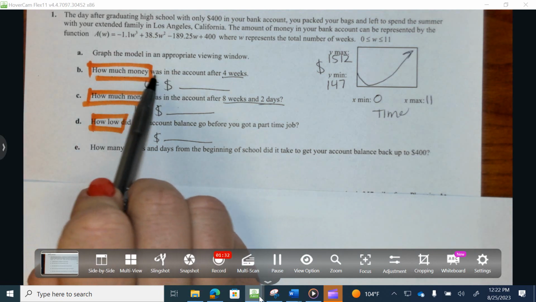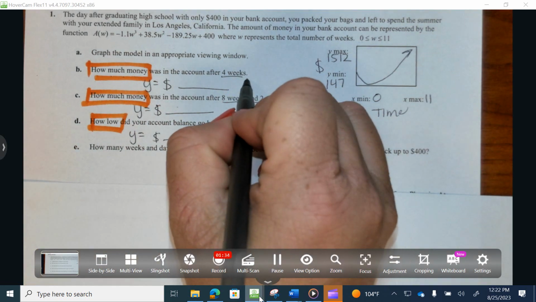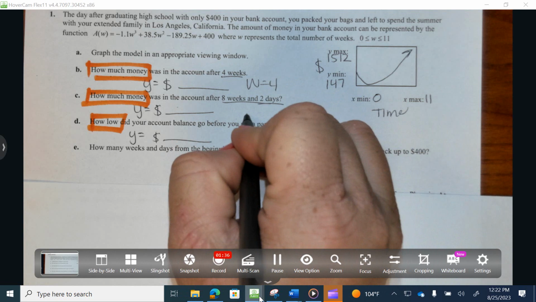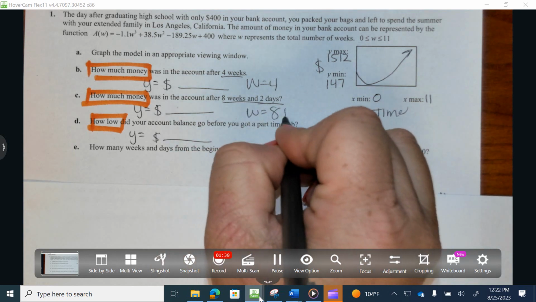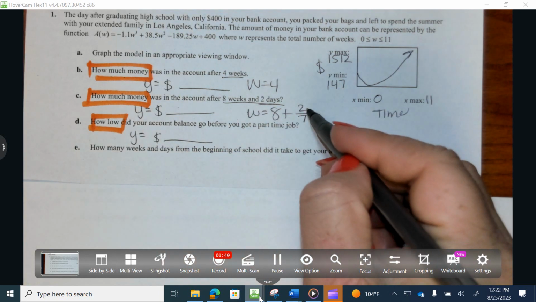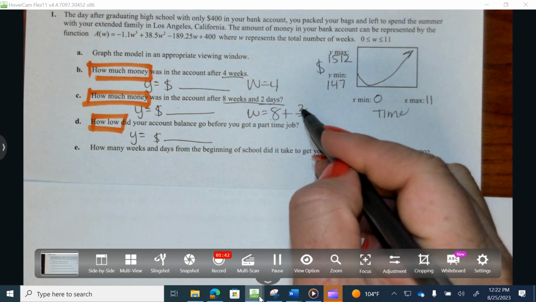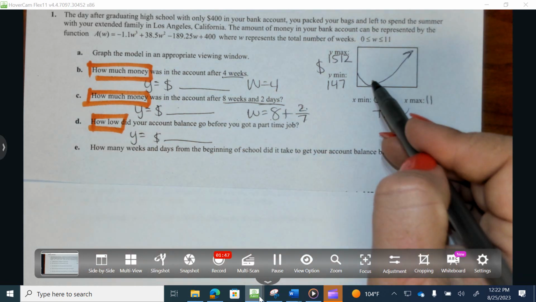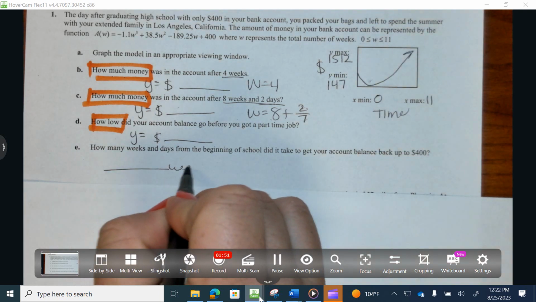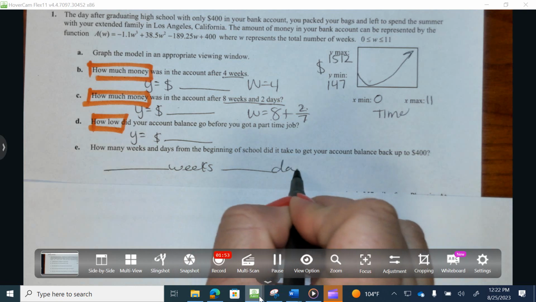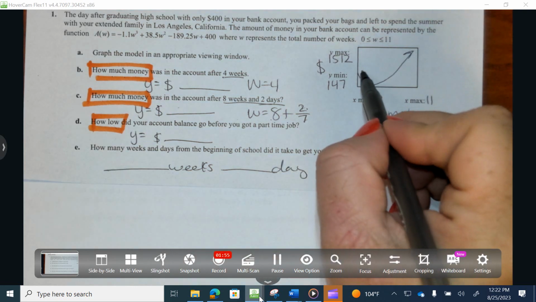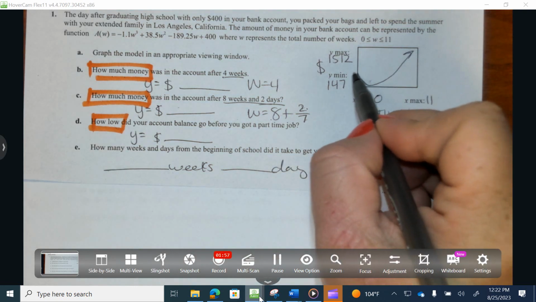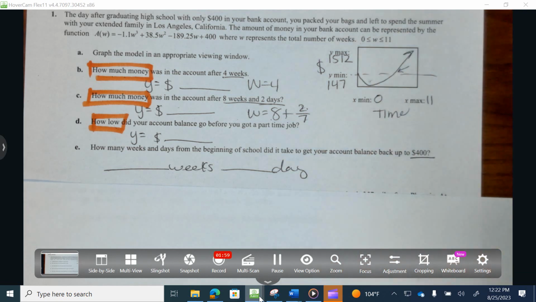So how much money was in your account after 4 weeks? So the time is 4. How much money is in your account after 8 weeks and 2 days? 2 additional days after 8 weeks, and there are 7 days in a week. And then how low was your bank account? So what is the minimum? And lastly, the number of weeks and days until your account is back up to $400. So we want to know, when is it back to this point?